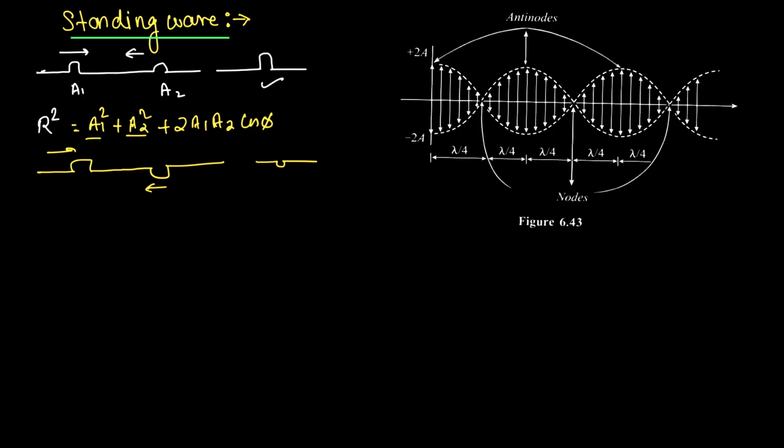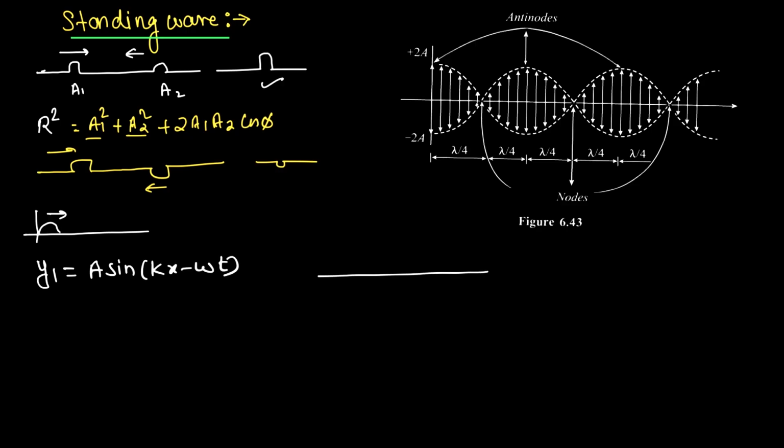For example, this is the first wave and it is moving in the forward direction, to the right side. So if I write the equation of this wave, I'll get y1 is equal to a sine kx minus omega t. Now we have a second wave and the second wave is moving in the opposite direction of this one. It's returning back. So in that case, what's the equation? y2 is equal to a sine kx plus omega t.